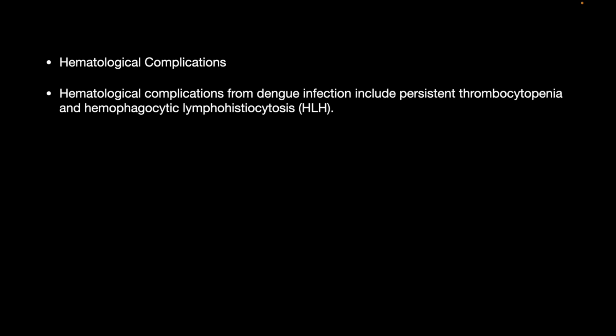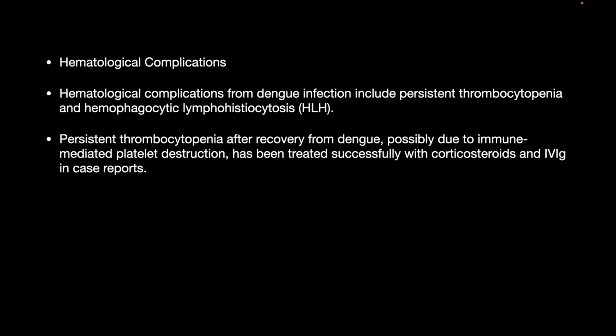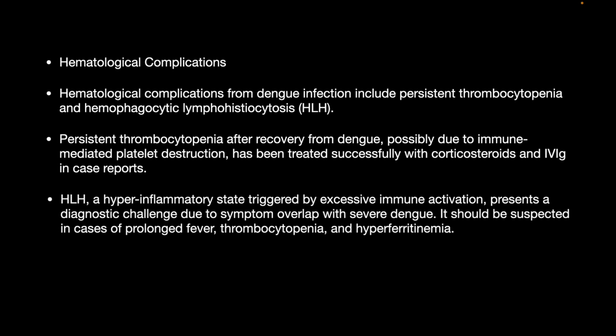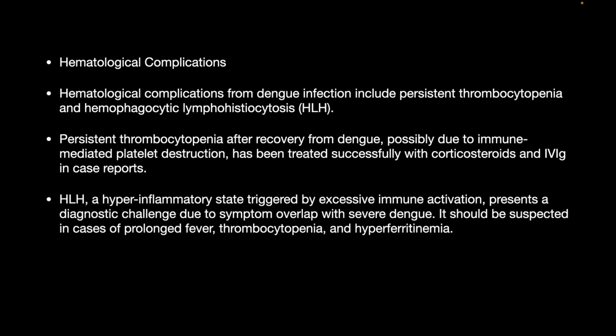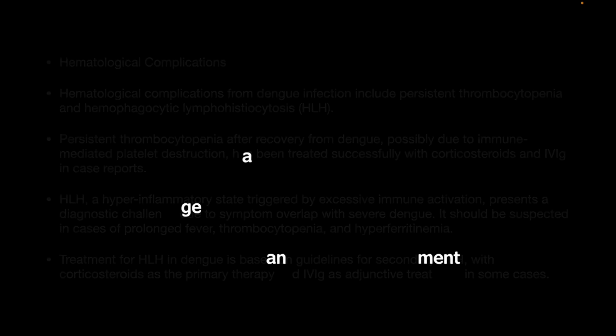Next is hematological. In hematological involvement, you will see HLH and thrombocytopenia. Persistent thrombocytopenia after recovery, possibly due to immune-mediated destruction, is treated successfully with steroids and IVIG. HLH is a hyperinflammatory state triggered by excessive immune activation and presents as a diagnostic challenge because a lot of symptoms are overlapping. It is suspected in prolonged fever, thrombocytopenia, and hyperferritinemia. Treatment is based on guidelines for secondary HLH, which is steroids with IVIG as an adjunctive therapy. The next is how to manage dengue.